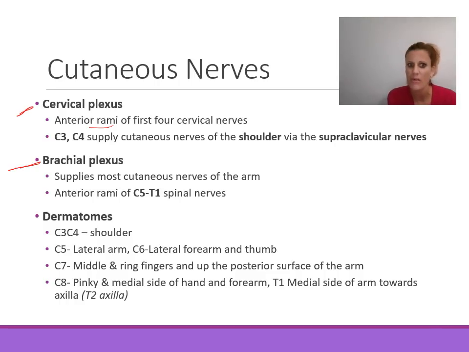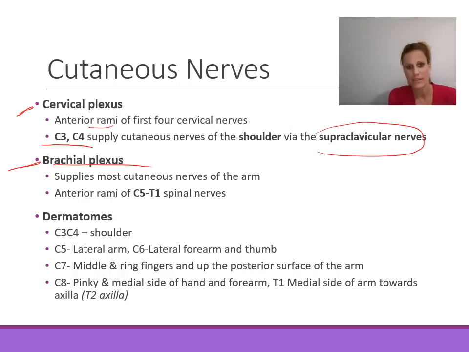The anterior rami of C3 and C4 supply the cutaneous nerves of the shoulder, so touch sensations from the shoulder will be relayed to spinal nerves C3 and C4. This is via the supraclavicular nerves. Again, the rest of the arm is served via the brachial plexus.